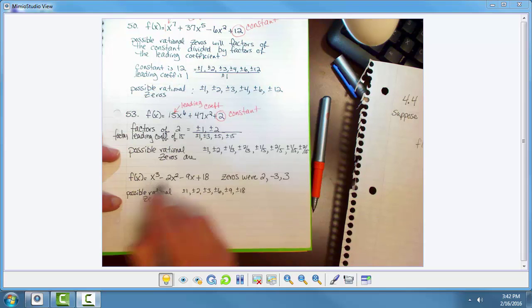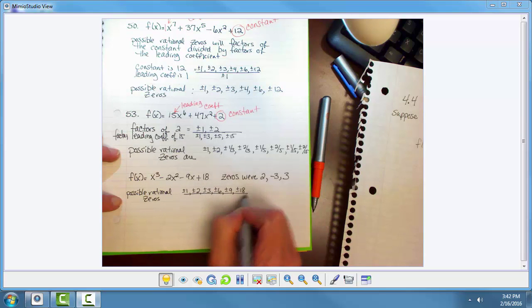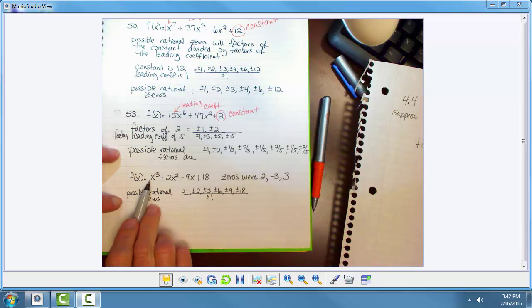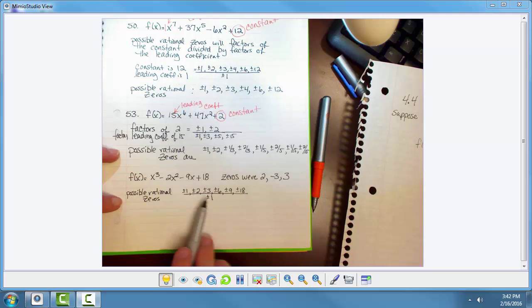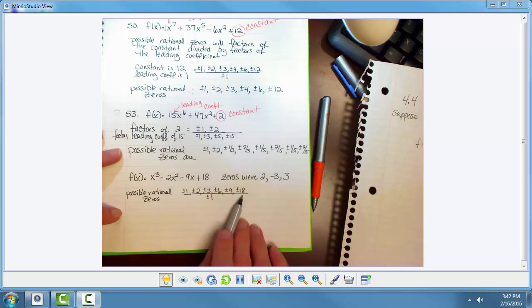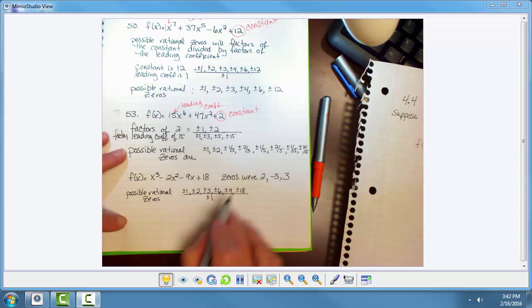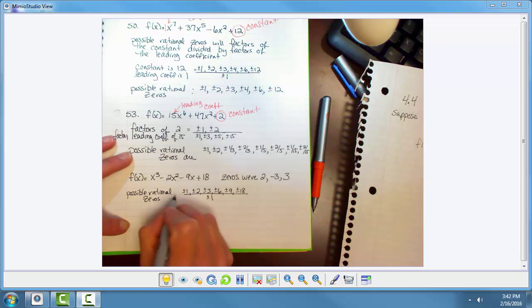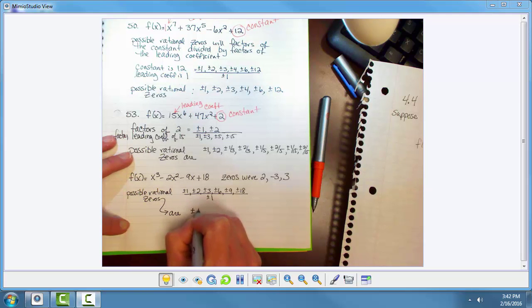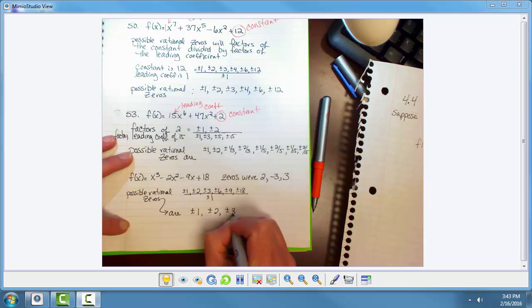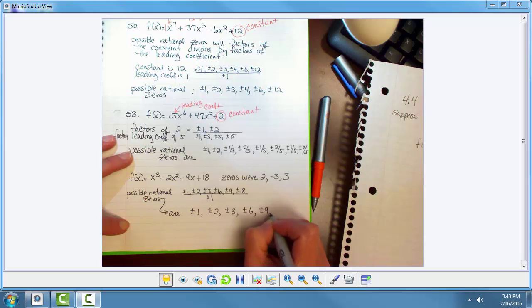All divided by factors of the leading coefficient, which is 1. So all of these divided by 1 is the possible rational zeros, which just happens to be the numerator or this list on top. So the possible rational zeros are plus or minus 1, plus or minus 2, plus or minus 3, plus or minus 6, plus or minus 9, and plus or minus 18.